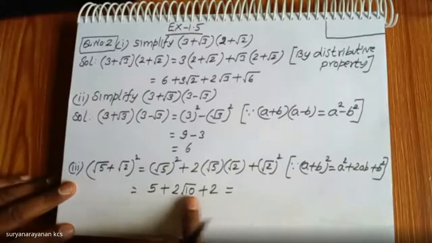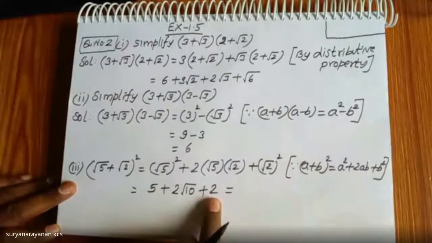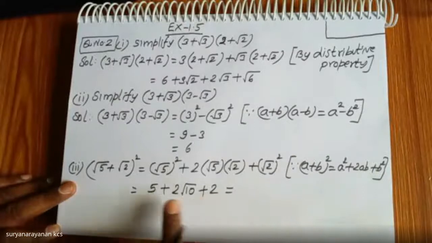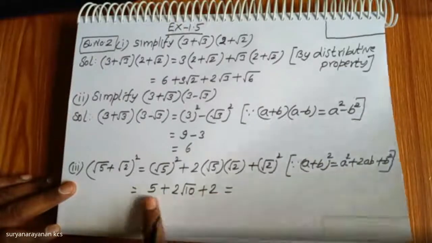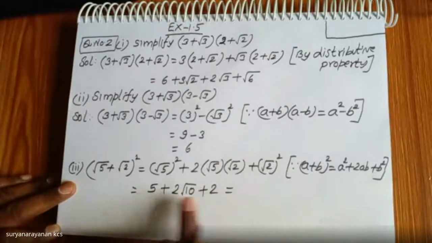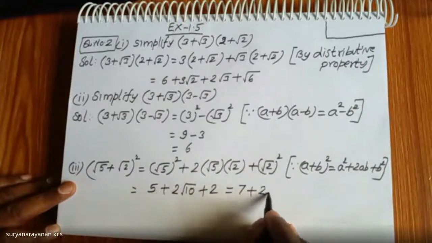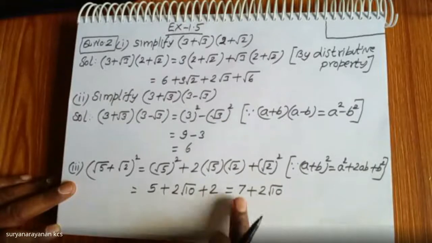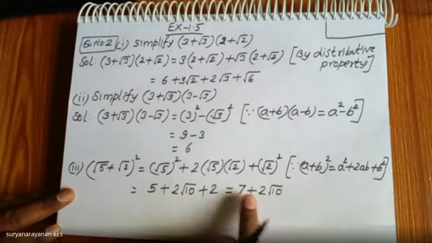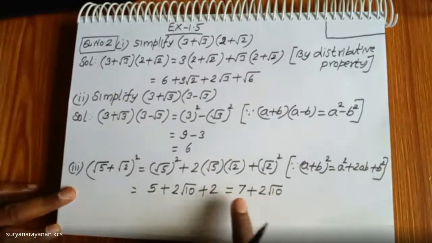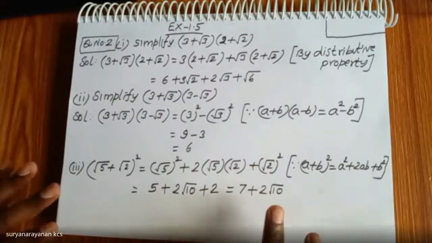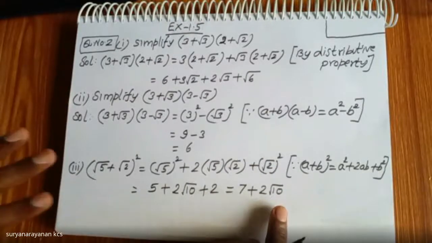If you observe these 3 terms, the first and last terms are rational numbers, so we can simplify them. 5 plus 2 is 7, plus this irrational number 2 root 10. That's all. A rational number plus an irrational number. We can't simplify further. Okay, my children.